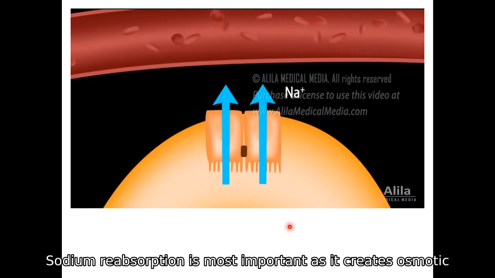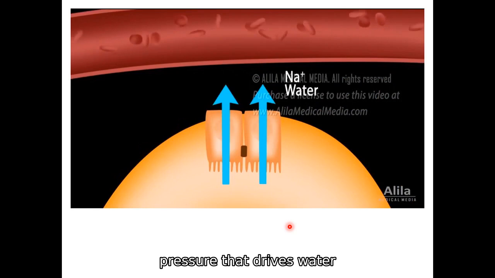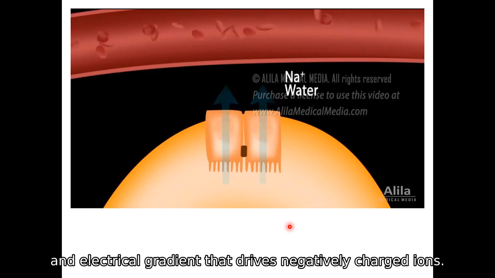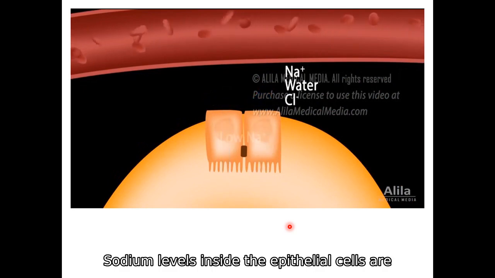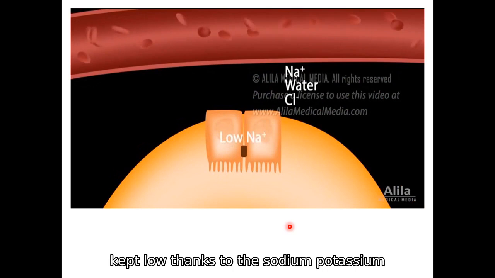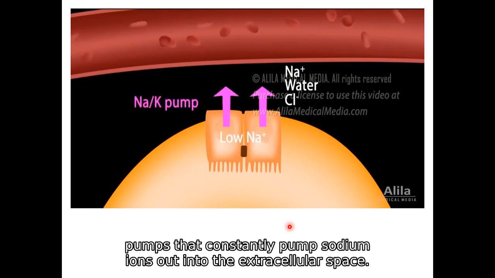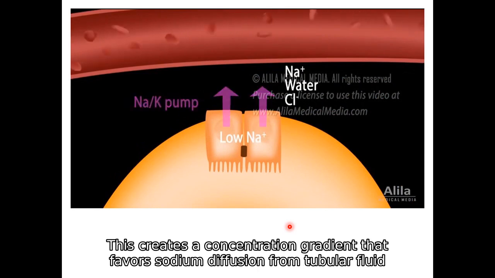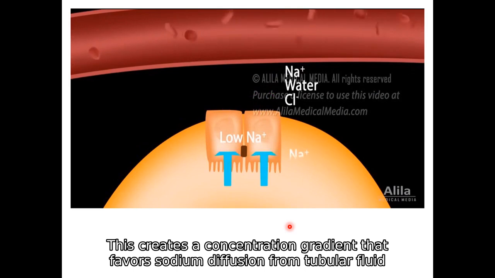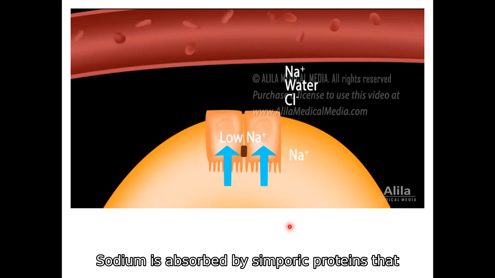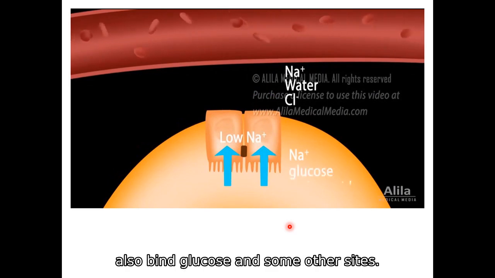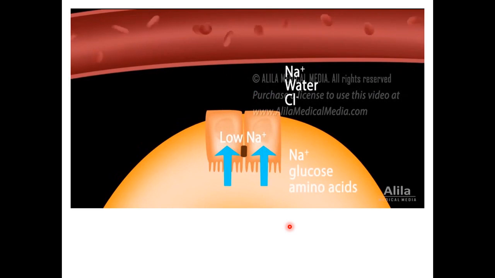Sodium reabsorption is most important as it creates osmotic pressure that drives water and electrical gradient that drives negatively charged ions. Sodium levels inside the epithelial cells are kept low thanks to the sodium-potassium pumps that constantly pump sodium ions out into the extracellular space. This creates a concentration gradient that favors sodium diffusion from tubular fluid into the cells. Sodium is absorbed by symport proteins that also bind glucose and some other solutes.